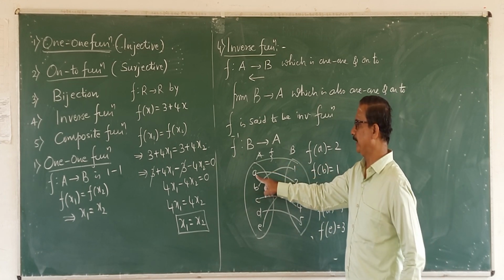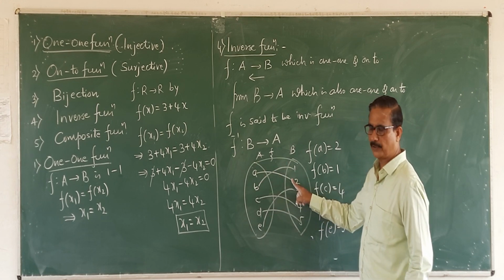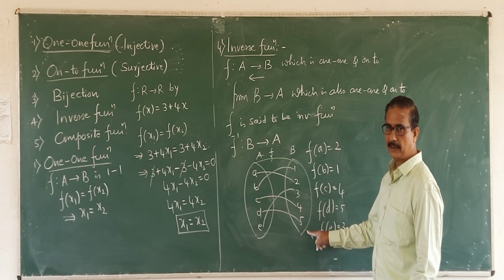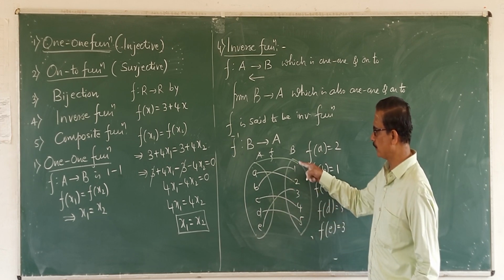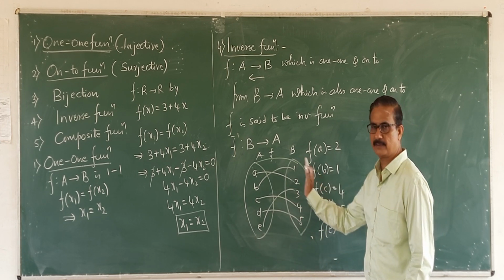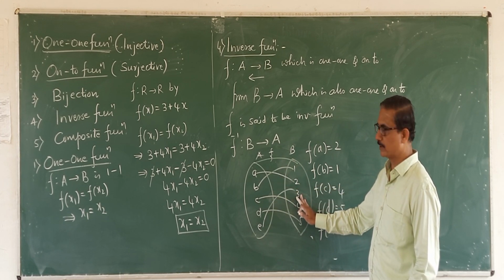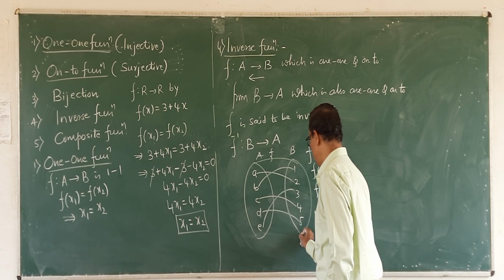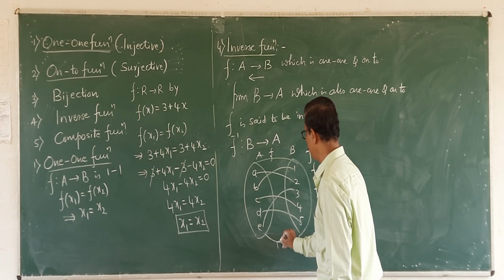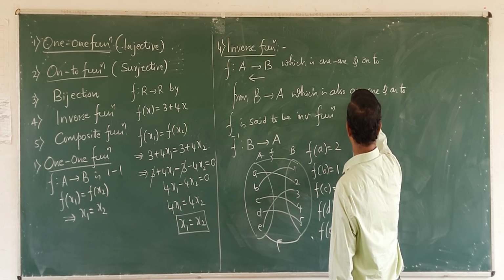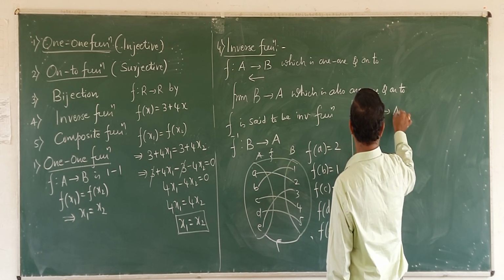Clearly, different elements of set A have different images in the second set. Is it onto? Yes, because codomain is equal to range. All elements' images satisfy that. It is one-one and onto, therefore it is a bijective function. Then the function from reverse, the function from B to A, f inverse from B to A.